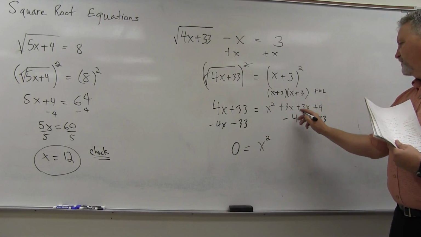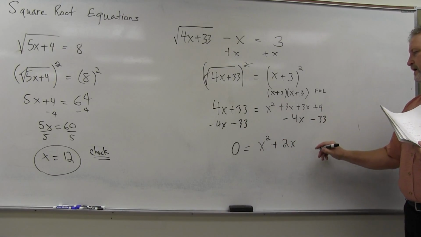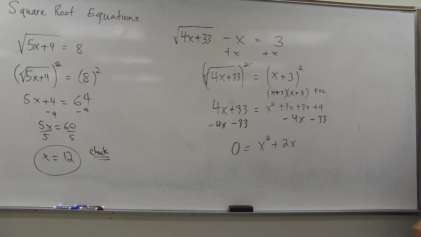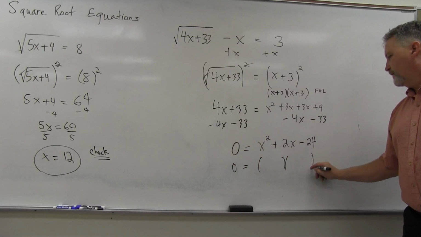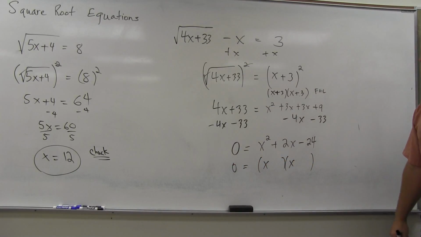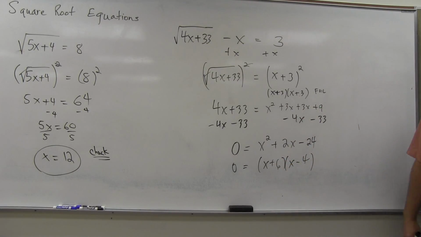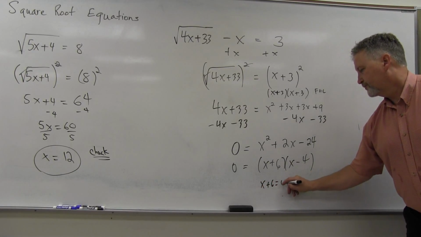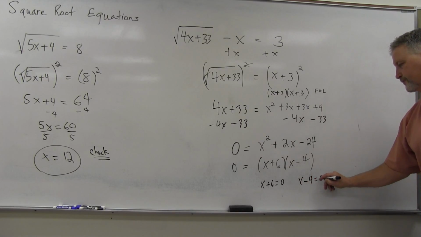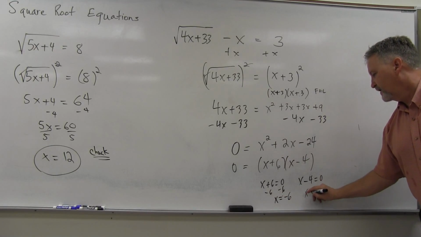What does that make this side? X squared, and 6x minus 4x is plus 2x, and then 9 minus 33 is negative 24. Does that look right? I believe that factors then. 6 and 4 again. A positive 6 and a negative 4 gives me positive 2 in the middle. So I've got a negative 6 and I've got a positive 4.